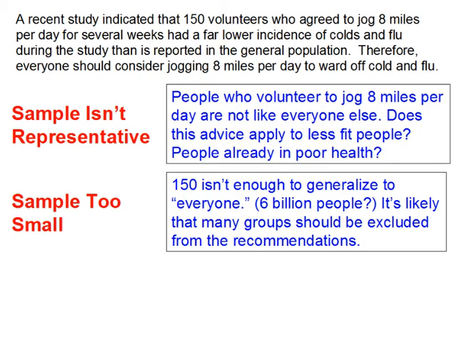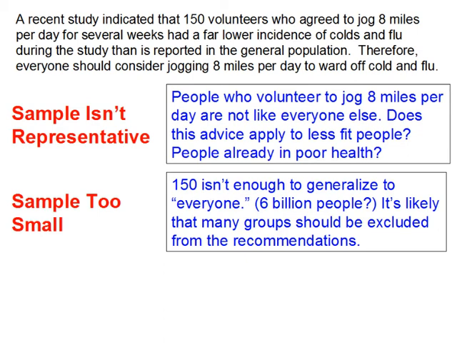And here, 150 people, and then we're recommending that everyone should consider jogging 8 miles a day. That is an enormous generalization. Did they have old ladies with osteoporosis? Did they have pregnant women? Did they have children? It's highly unlikely that 150 people actually are representative of everyone.